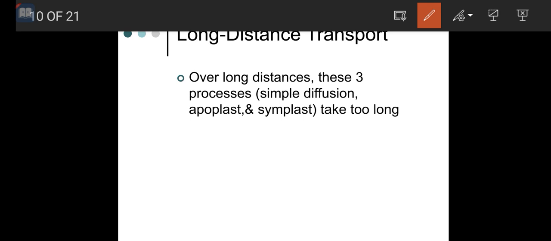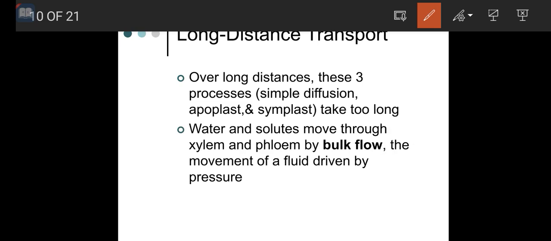In long distance transport, simple diffusion, apoplast and symplast take too long. Water and solute move through xylem and phloem by bulk flow. Bulk flow is the movement of a fluid driven by pressure.